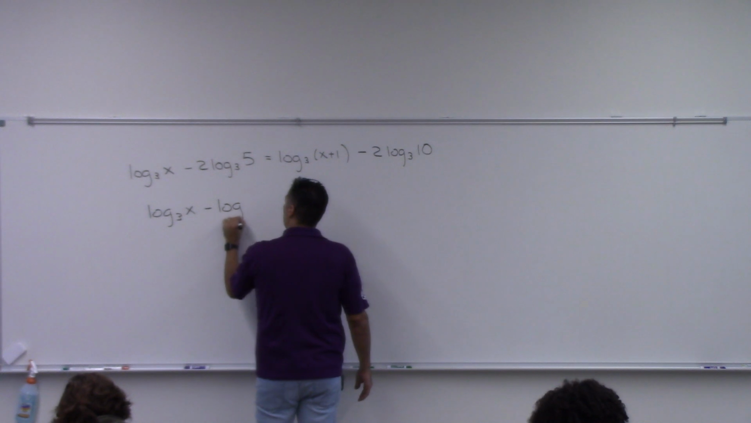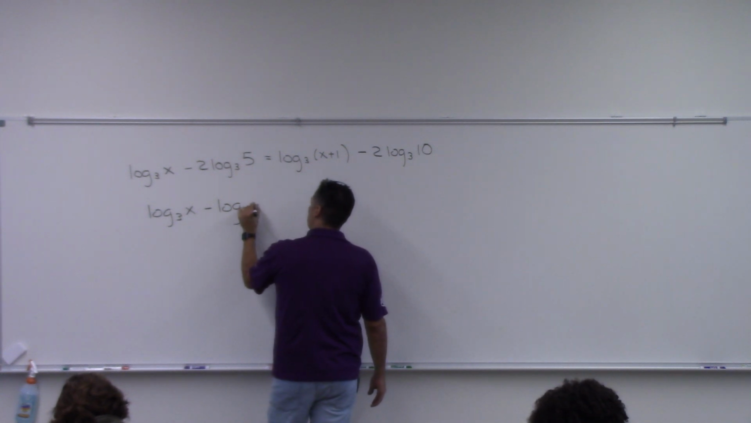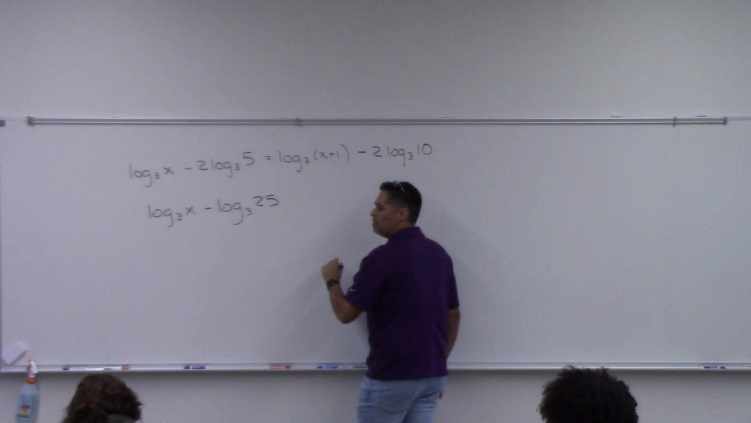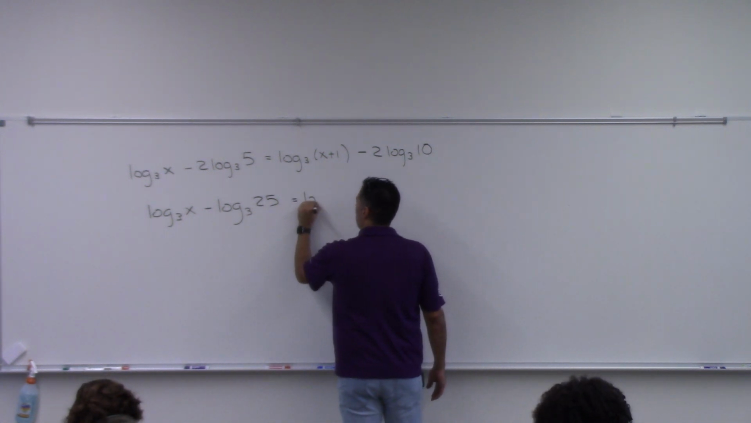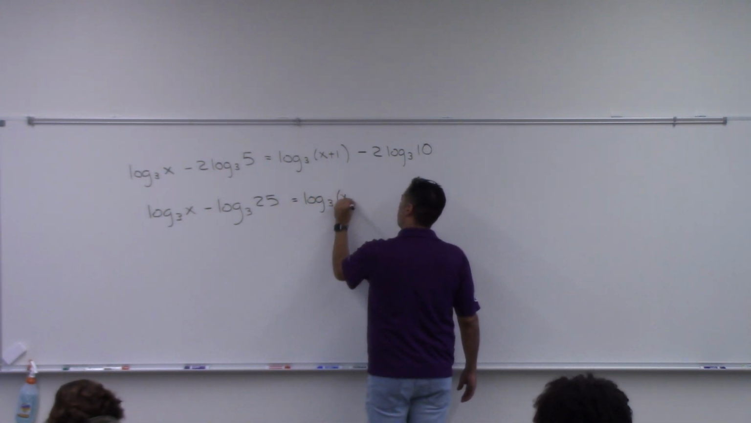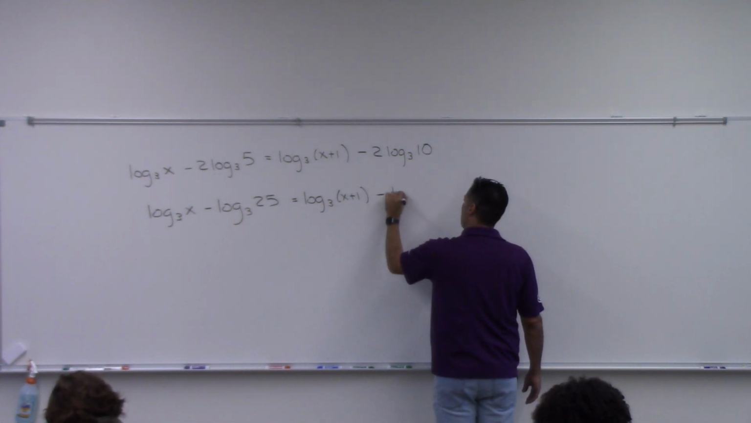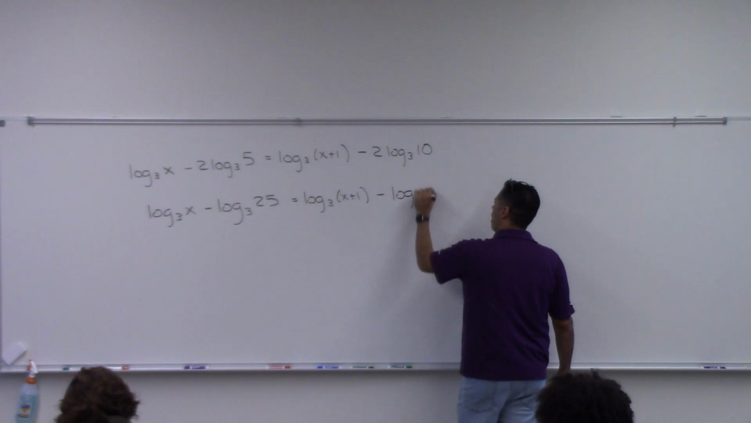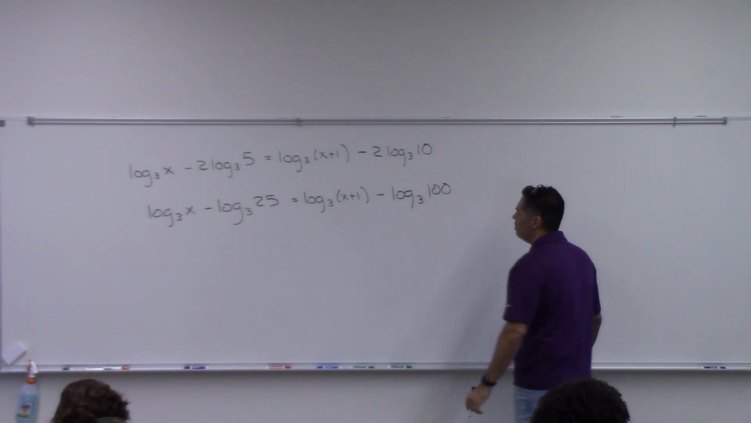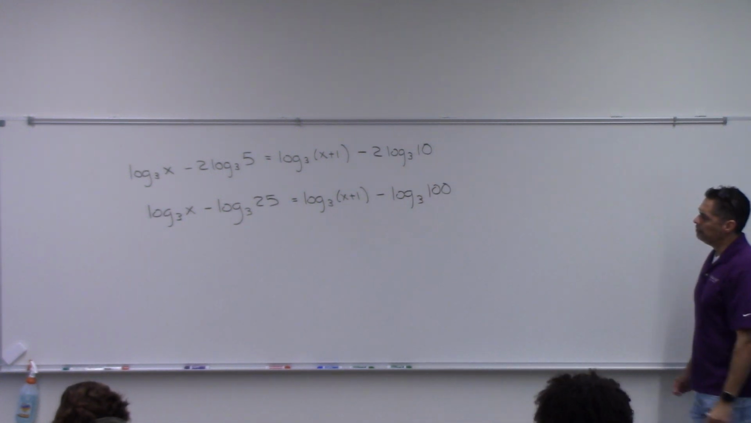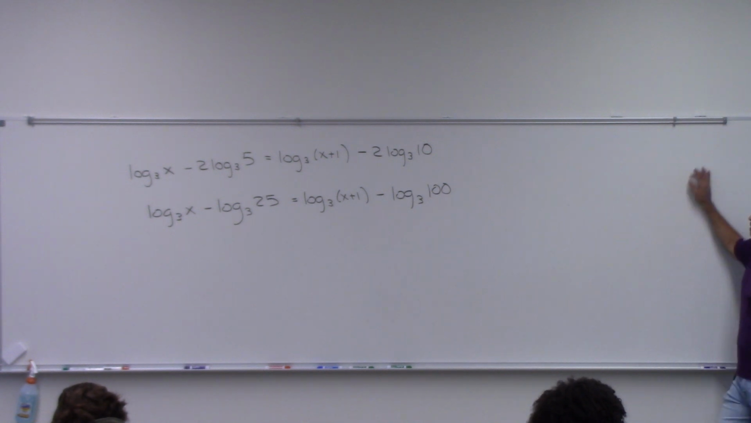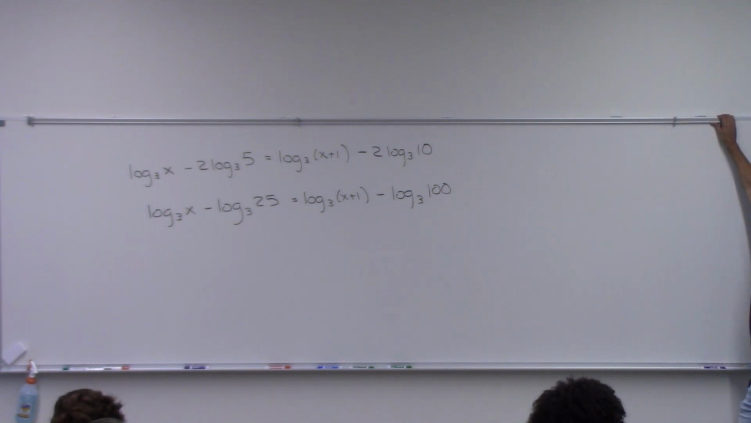If we push the 2 up, it becomes log base 3 of what? 25. 5 squared equals log base 3 of x plus 1. And then minus, we push the 2 up, we get log base 3 of what? 100, right? Because you're squaring the 10. All right. Okay with that? That was legal.